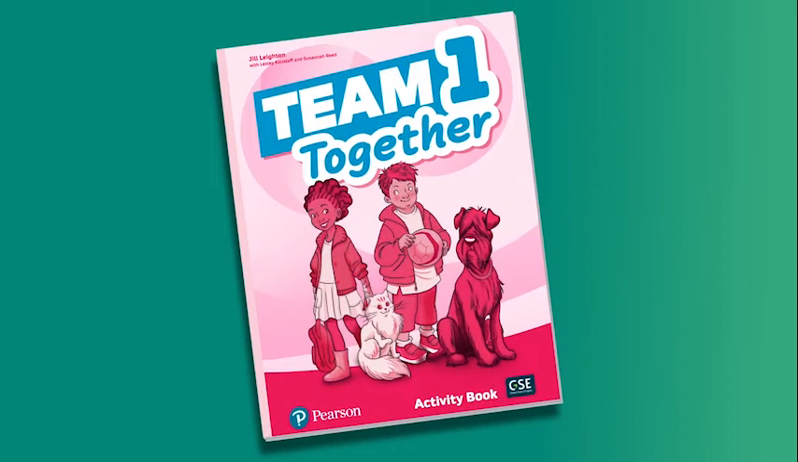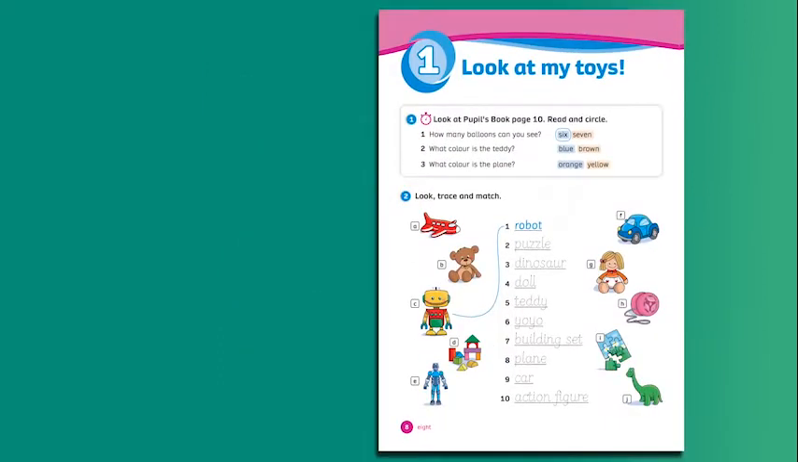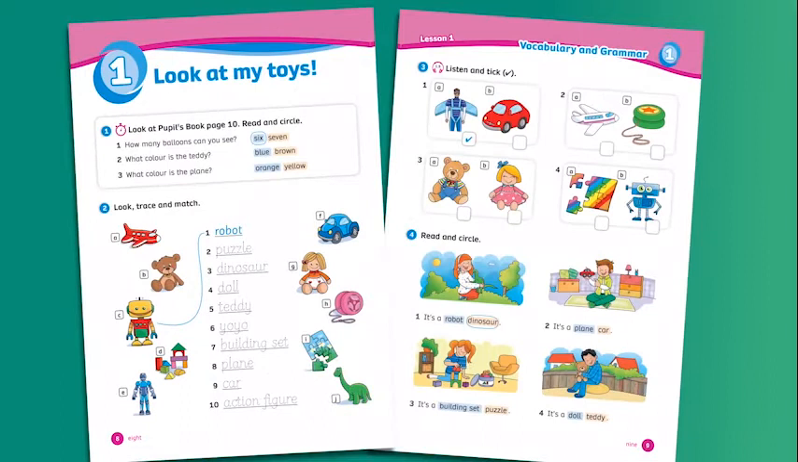As well as the Pupils Book, children will be using an activity book. The activity book is designed for use in the class and for homework. The activity book provides additional practice of the vocabulary and grammar introduced in the Pupils Book.